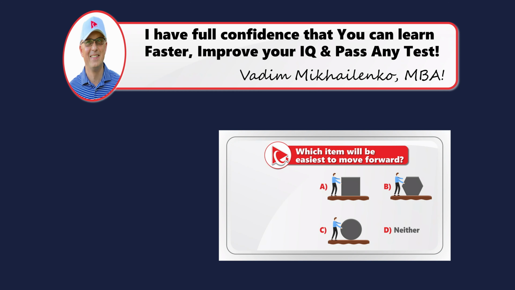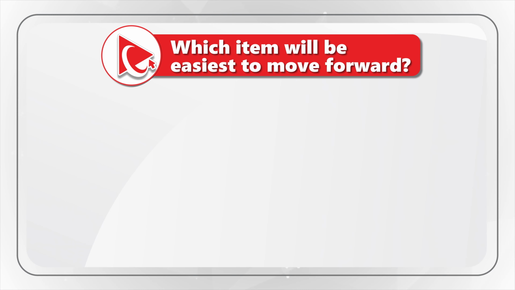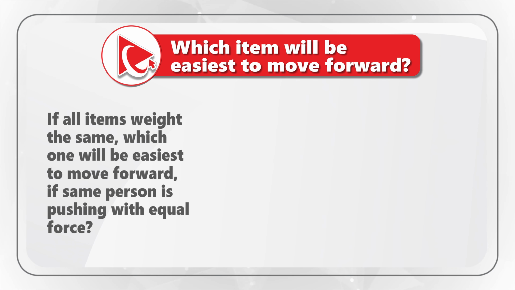Here's an amazing question to test your knowledge of mechanical movement of objects. You're presented with the picture of a person moving an object, and you need to determine, if all objects weigh the same, which one will be easiest to move forward if the same person is pushing with equal force. You need to select one out of 4 possible choices.